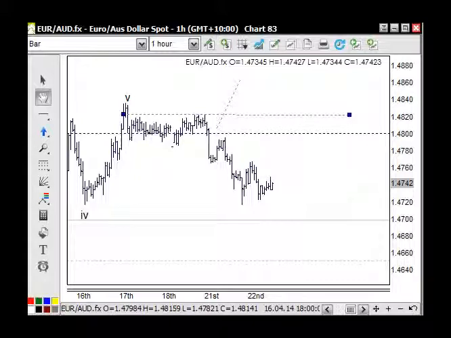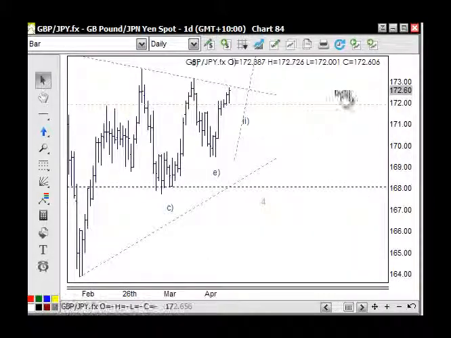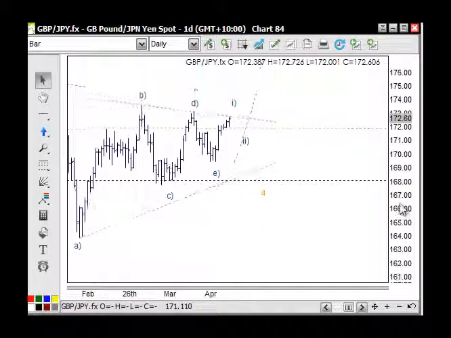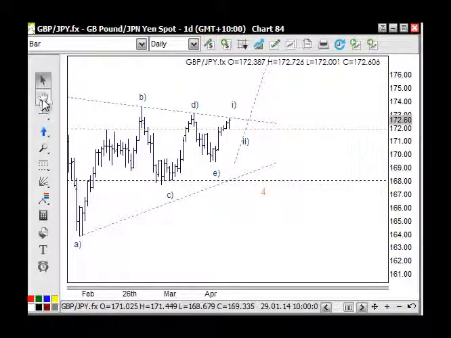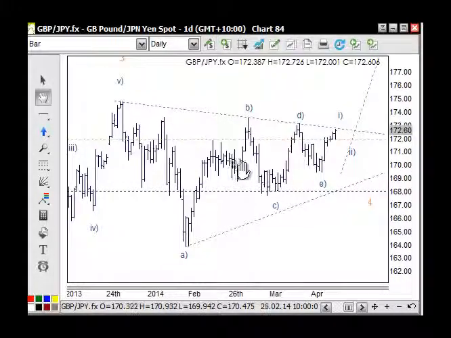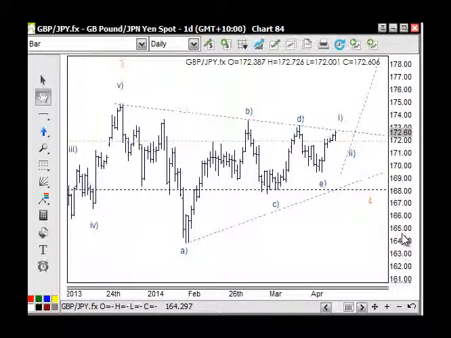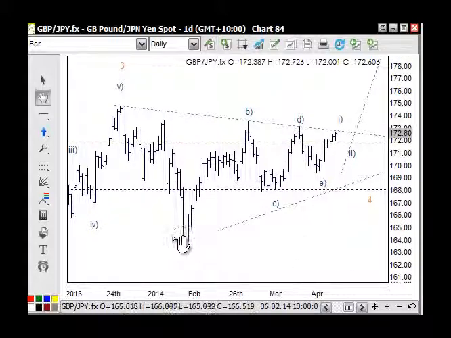Okay, the pound yen. Looking at it on the daily chart here, what we do know and what we don't know. What we do know is that on the daily chart, this move down through here is corrective. It's in 3 waves. So at some point in time, we'll make a new high above here. What we don't quite understand or have enough confidence in is the rest of this pattern through here.